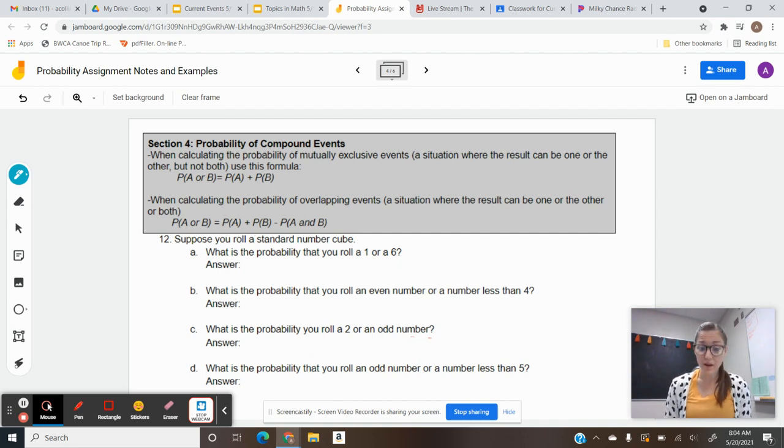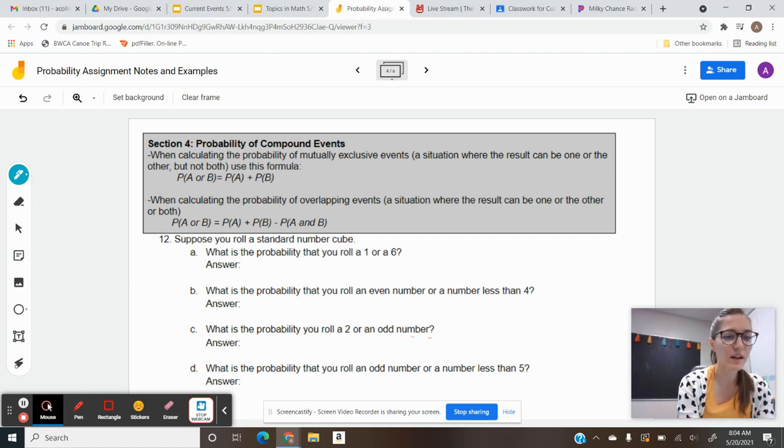All right, overlapping events. This is a situation where it can be one or the other, or possibly both. So for example, if you were rolling a dice and you needed to roll either an even number or a number less than 4, we would have some overlapping situations where it could be an even number, it could be a number less than 4, or it could be an even number less than 4. So that would be where it's overlapping.